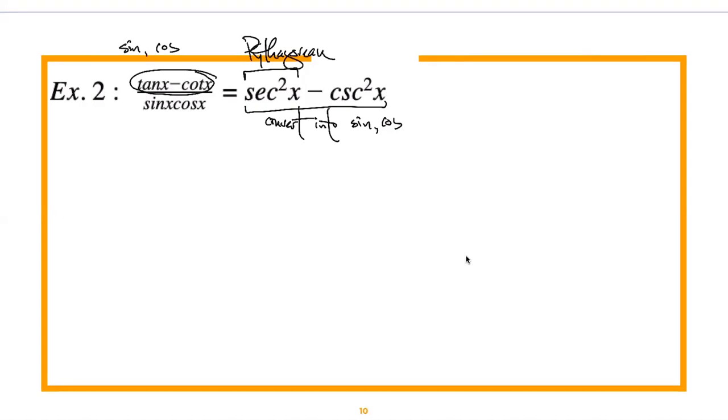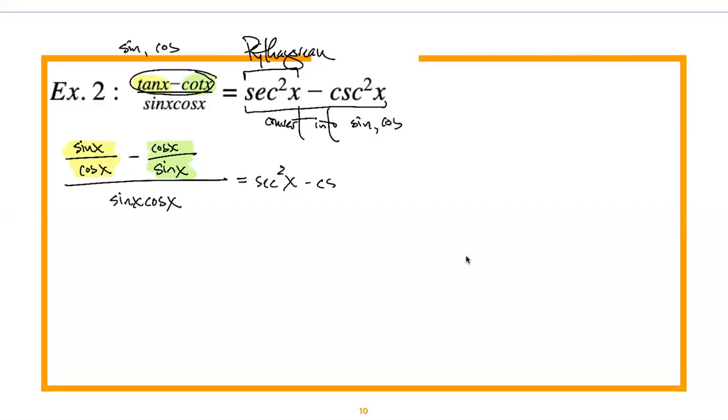Okay. So this idea of sine over cosine, we could take the tangent and make it sine x over cosine x. So tangent became sine x over cosine x minus cosine x over sine x, and that was my cotangent. Okay. So I still have tangent minus cotangent on the top, but I just wrote it differently. And then in the denominator, I have sine x cosine x. And I hope I can make that equal the other side.